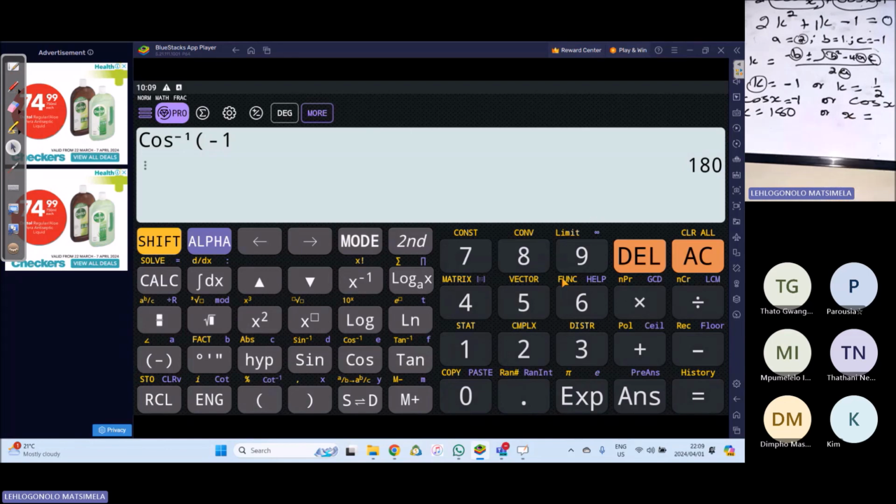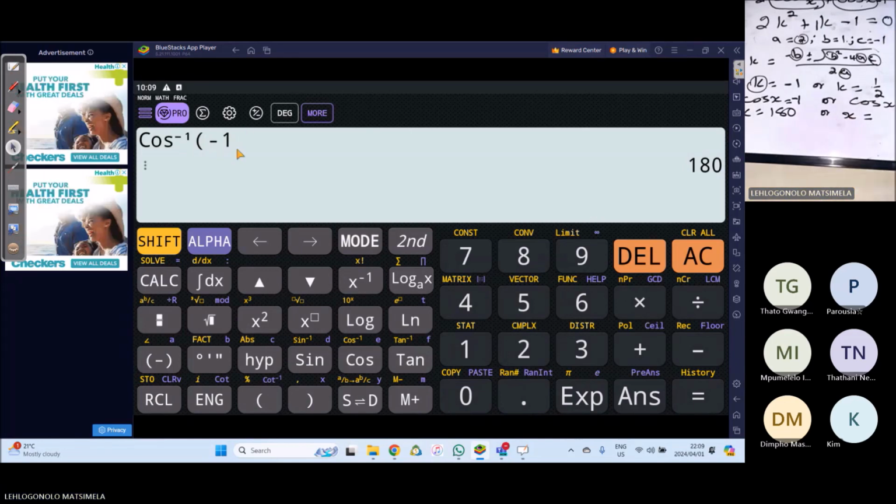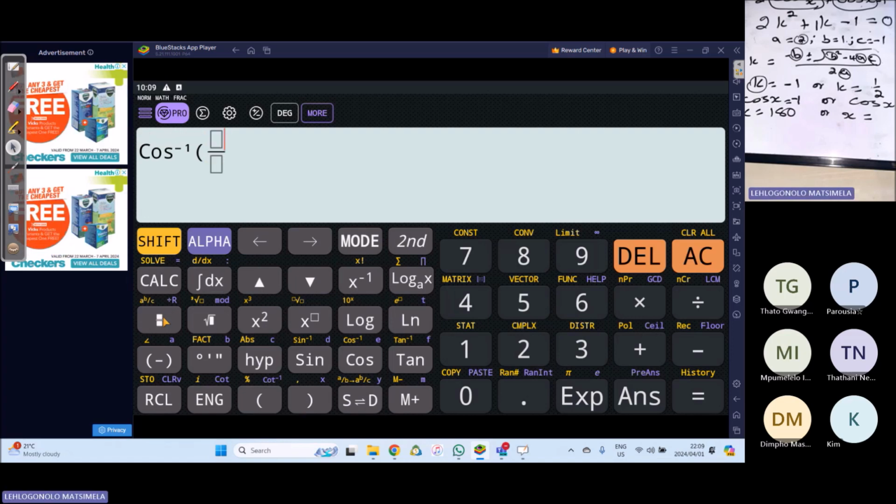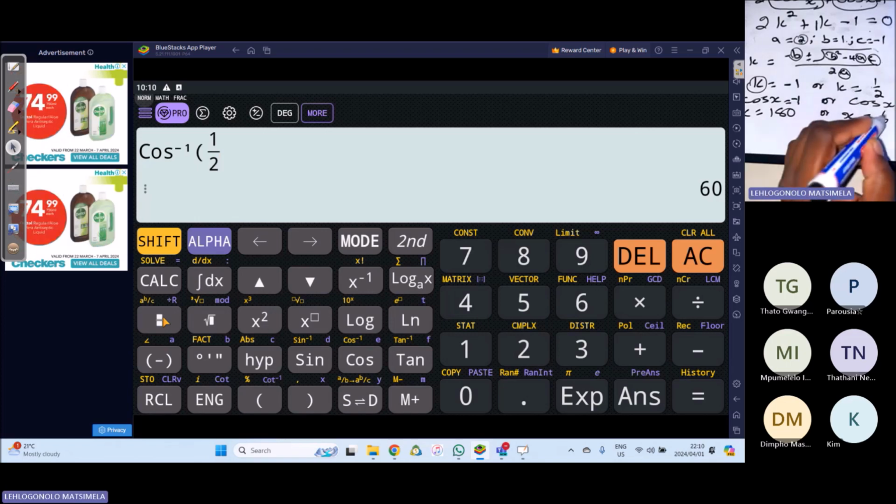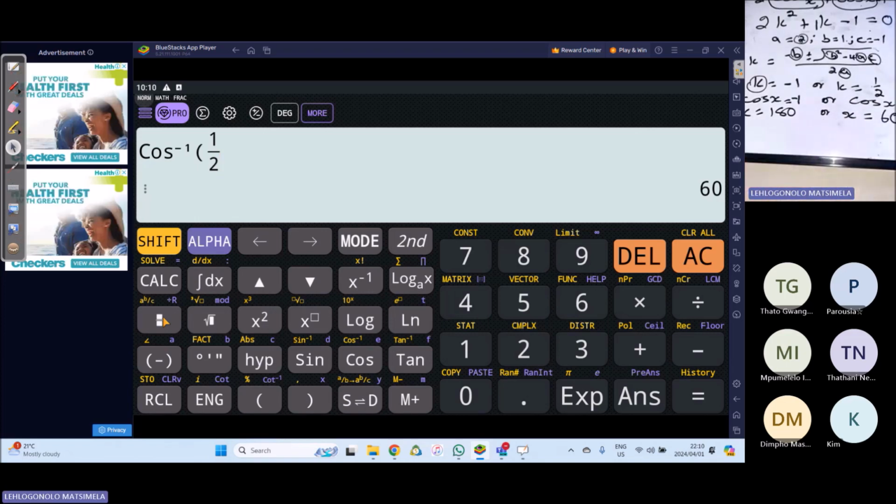Shift cos 1 over 2. 1 over 2 gives me 60. So x is equal to 180 and or x is equal to 60.